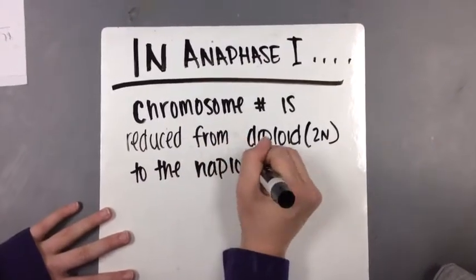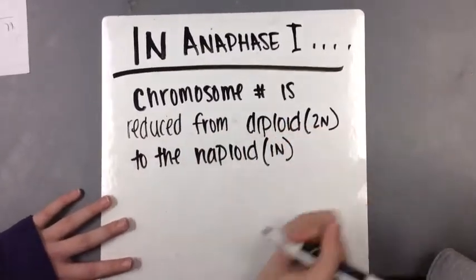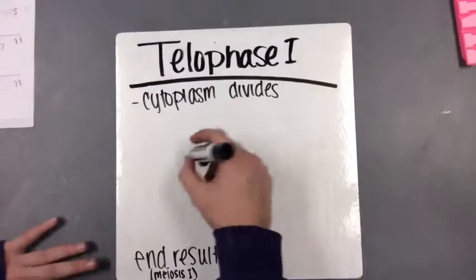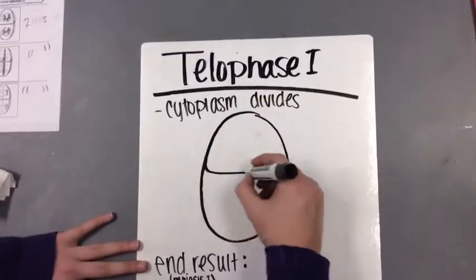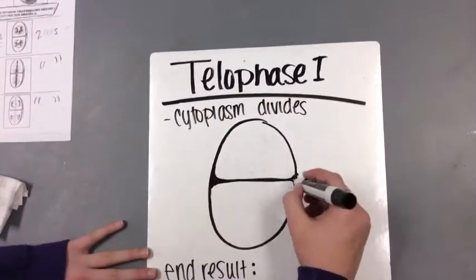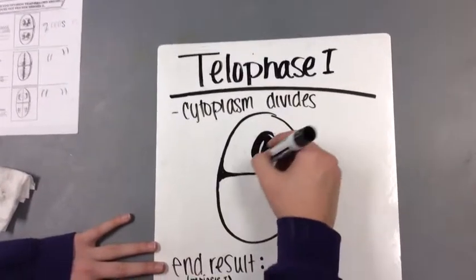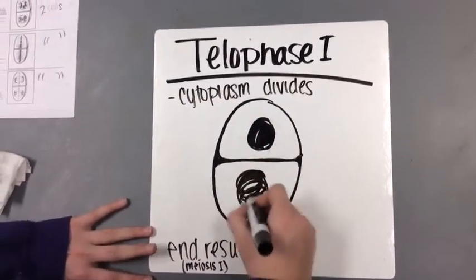After meiosis 1, meiosis 2 occurs. During prophase 2, chromosomes become visible and synapsis does not occur because homologous pairs are in different cells.